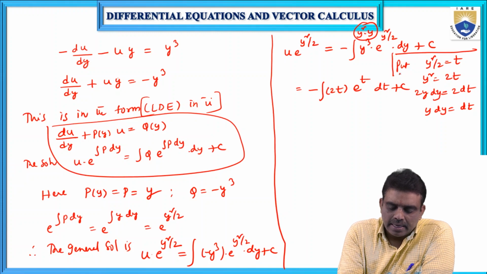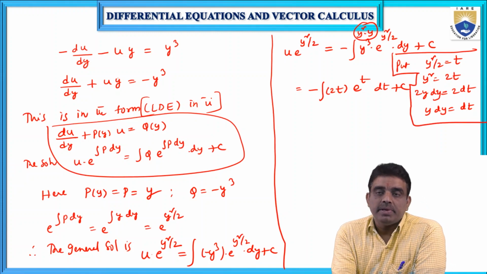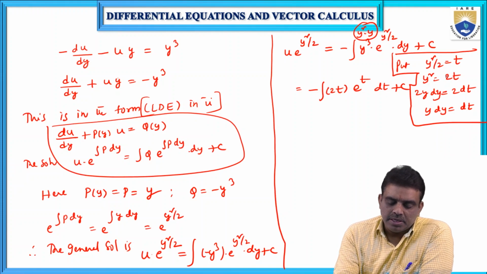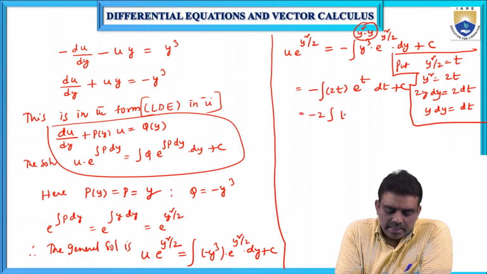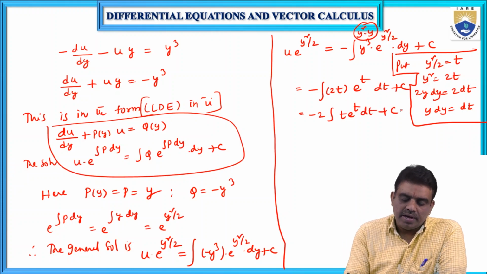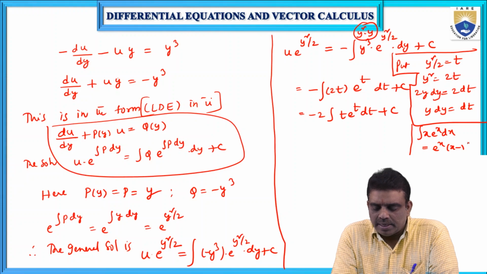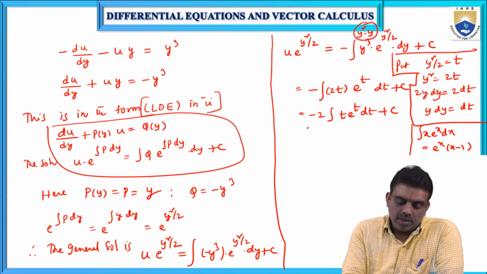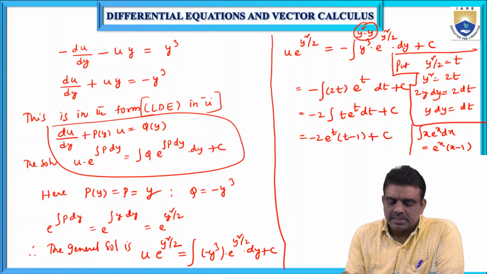I hope this is clear. So just I am replacing here. Y cube can be written as y square into y. Y square is replaced by 2t. And y dy is replaced by dt and e power t plus c. So minus 2 into integral t e power t dt plus c. But what is the formula? Integral x e power x dx is equal to e power x into x minus 1. So I am writing this is minus 2 into e power t into t minus 1 plus c.